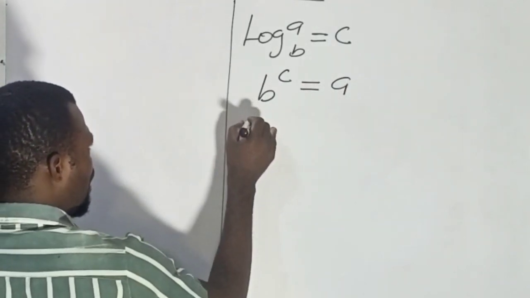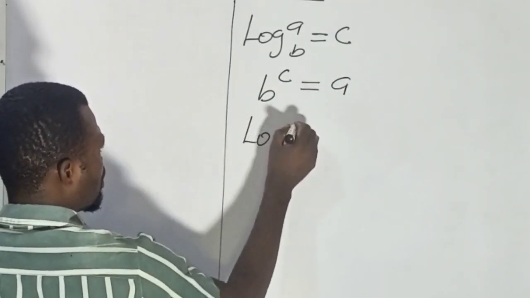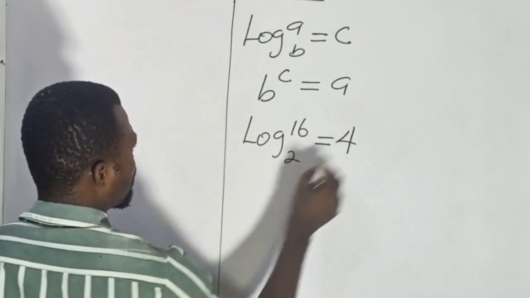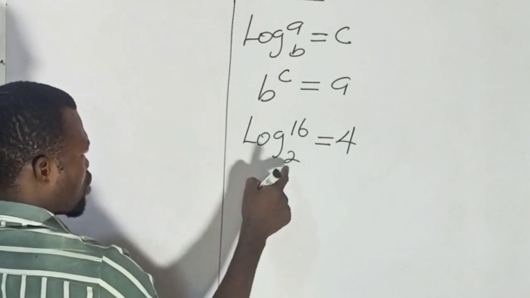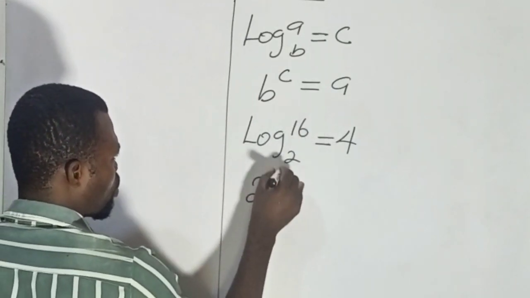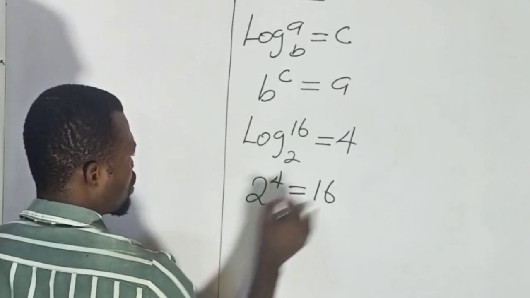Now let's assume you have log 16 base 2 equals 4. How do you change it? It's going to be 2 raised to the power of 4. 2 raised to the power of 4 is equal to 16.